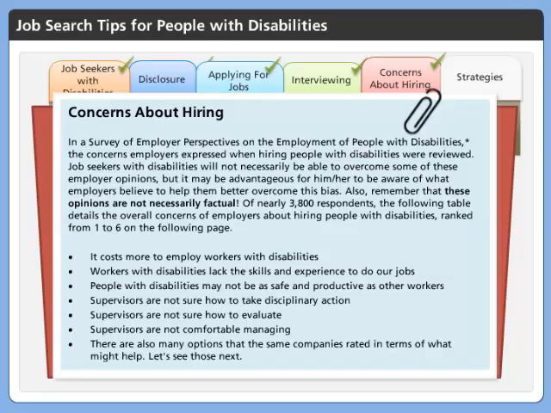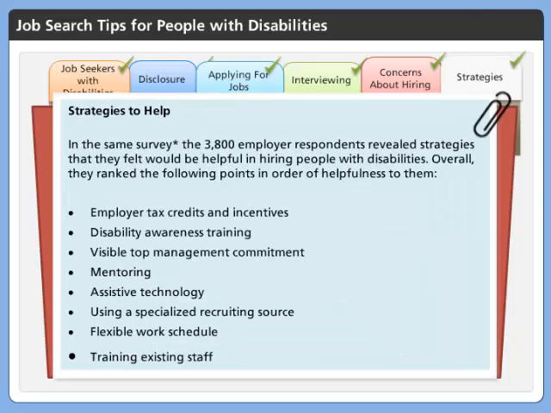There are also many options that the same companies rated in terms of what might help. Let's see those next. In the same survey, the 3,800 employer respondents revealed strategies that they felt would be helpful in hiring people with disabilities. Overall, they ranked the following points in order of helpfulness to them: employer tax credits and incentives, disability awareness training, visible top management commitment, mentoring, assistive technology, using a specialized recruiting source, flexible work schedule, and training existing staff.